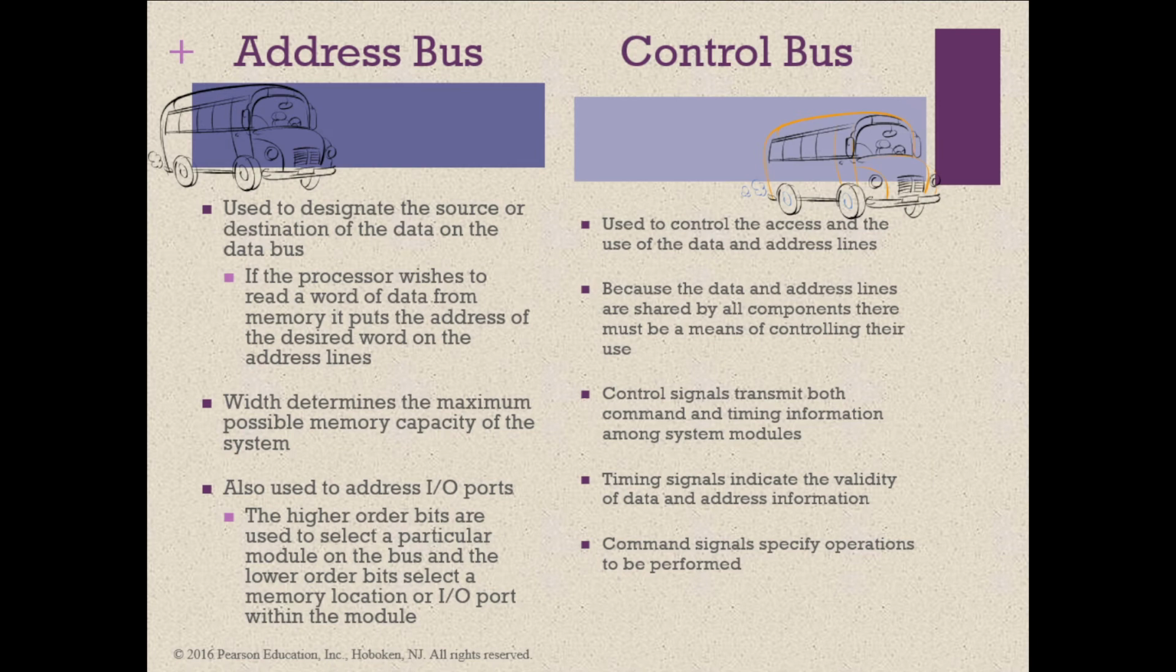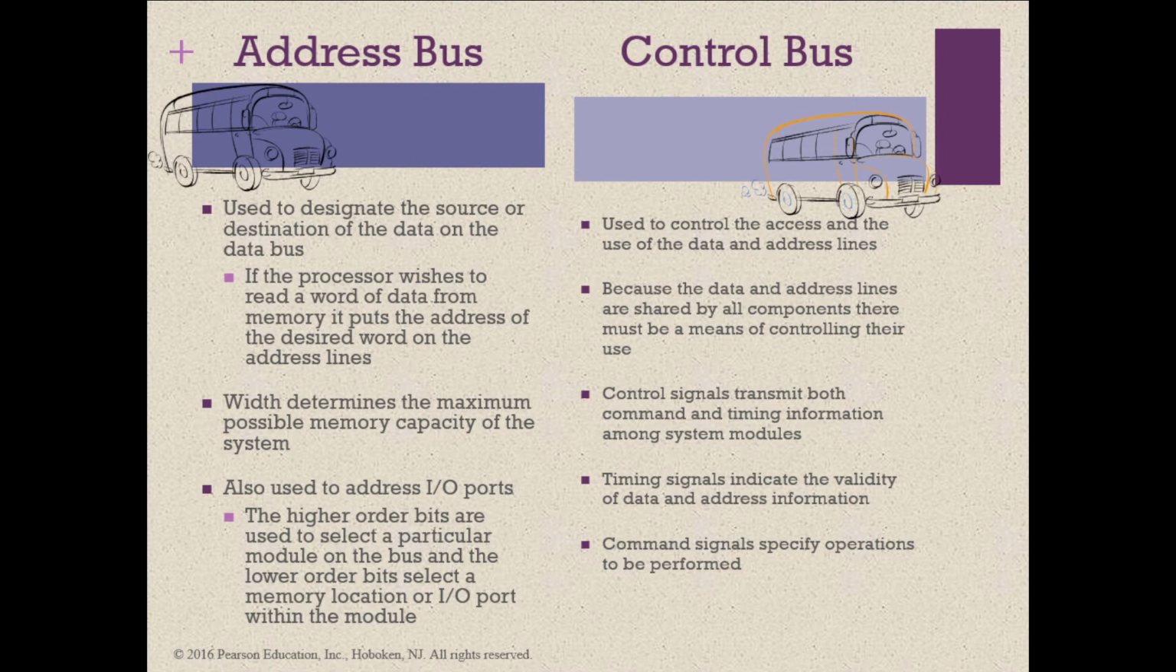Furthermore, the address lines are generally also used to address I/O ports. Typically, the higher order bits are used to select a particular module on the bus, and the lower order bits select a memory location or I/O port within the module. For example, on an 8-bit address bus, the address 01111111 and below might reference locations in a memory module, module 0, with 128 words of memory, and address 10000000 and above refer to a device attached to an I/O module, which is module 1.